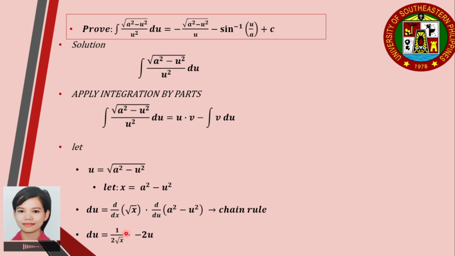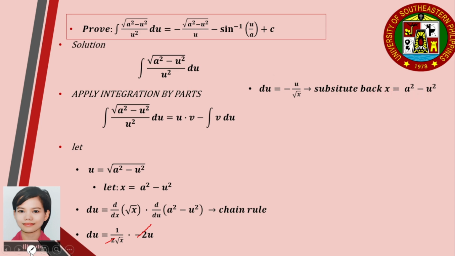So for this one, from this, we derive the square root of x. The derivative of the square root of x is equal to 1 over 2 square root of x multiplied by the derivative of the inner function. We have a squared minus u squared, which is negative 2u. As you can see here from below, the negative 2 and 2 can be simplified. So, in simplification of this, we can obtain that du equals negative u over the square root of x. So, from this one, we can substitute back x equals a squared from here.